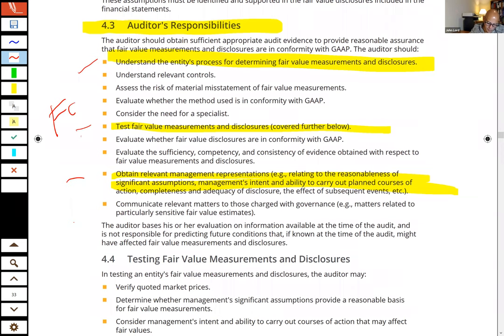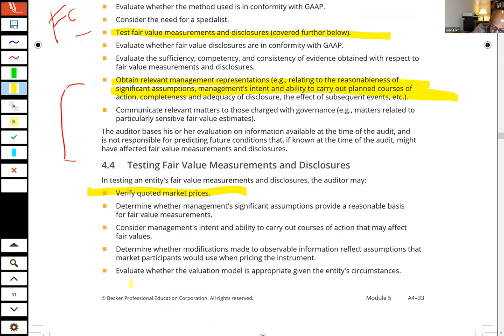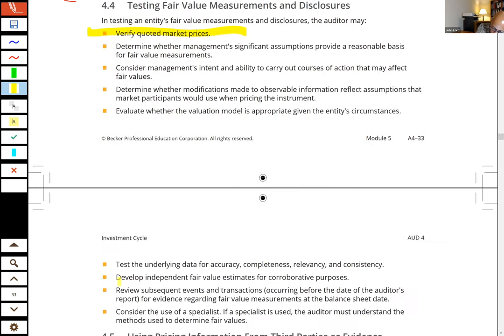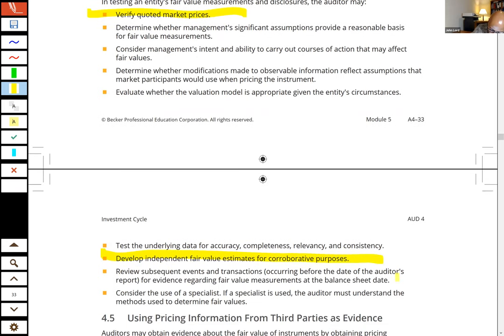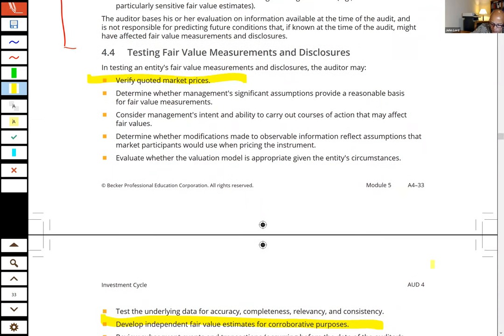Now, in performing the test, let's just continue these flashcards, these actual tests, okay? If things are quoted, verify the quoted market prices, develop an independent estimate. So you always understand management's process, and then you develop an independent fair value estimate for corroborative purposes, and you may need to consider the use of a specialist. So flashcard these procedures, okay?